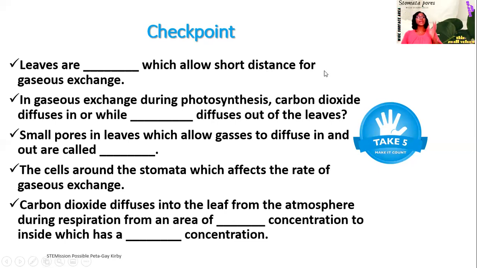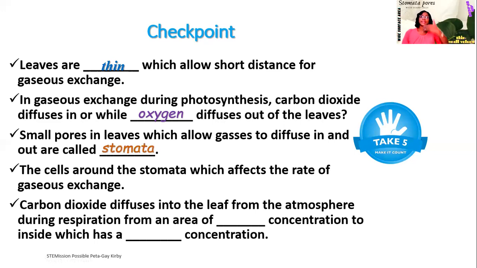Pause the video, write these down as notes, and try to figure out the answers. Let's go. Leaves are thin. Yes, they are thin, which allows for short distances. Carbon dioxide diffuses in, while what diffuses out of the leaves? Yes, that's what happens in gaseous exchange. Small pores in the leaves which allow gases to diffuse in and out, what are these called? Stomata.